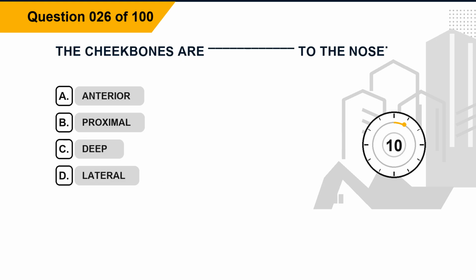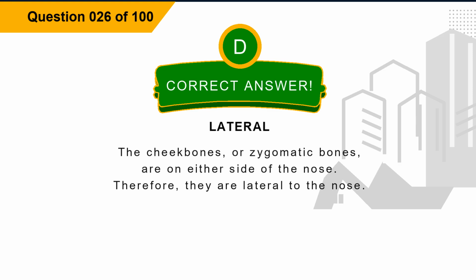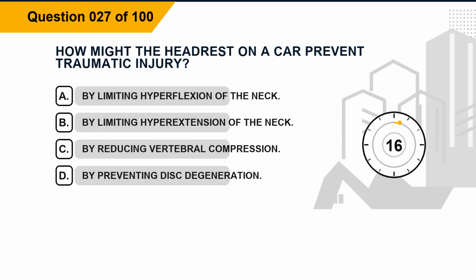Question 26. The cheekbones are blank to the nose. Option A, anterior. Option B, proximal. Option C, deep. Option D, lateral. The correct answer is option D, lateral. Explanation. The cheekbones, or zygomatic bones, are on either side of the nose. Therefore, they are lateral to the nose. Question 27. How might the headrest on a car prevent traumatic injury?